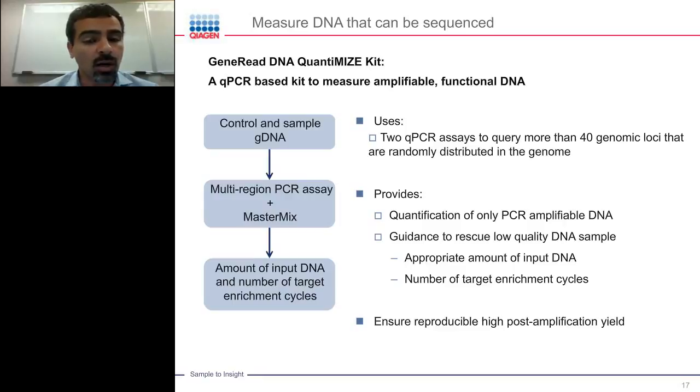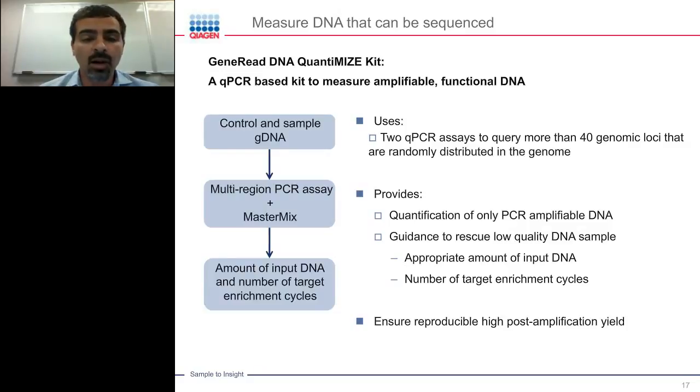Specifically, it's going to give you the appropriate amount of input DNA that is needed for that specific sample if you want to translate that DNA into appropriate library fragments and NGS sequencing data. It also gives you the appropriate number of targeted enrichment cycles that must be used in your targeted enrichment step if you want to be able to use that specific FFPE sample for sequencing. And what this translates to is it ensures reproducible high post-amplification yields.